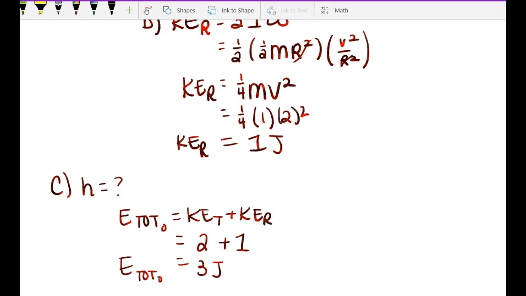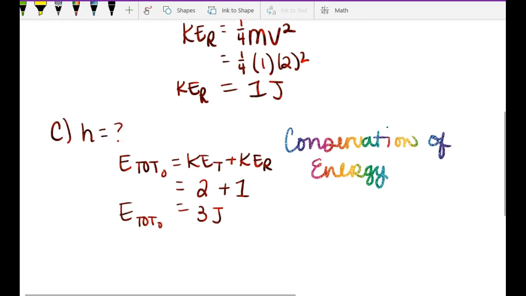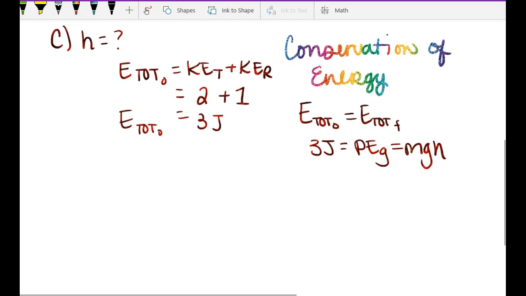Now, when the question asks how high it is going to roll, that means it is not moving anymore at that point. So at that instant, it's only going to have gravitational potential energy and nothing else. We know the total energy at that point is 3 joules, so we can set that equal to the gravitational potential energy of mgh. We can use that to solve for the height. So 3 is equal to 1 times 10 times the height, which is 3/10, or 0.3 meters.